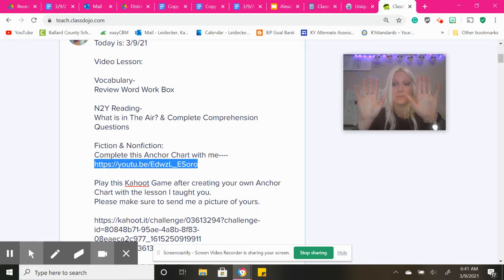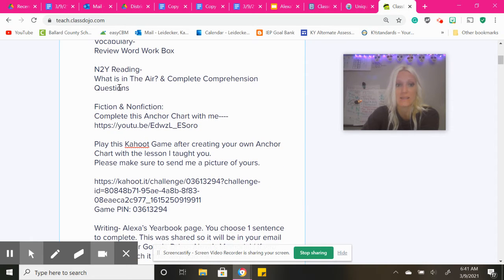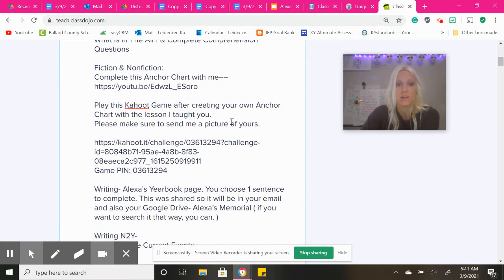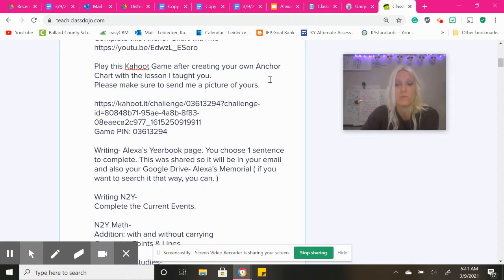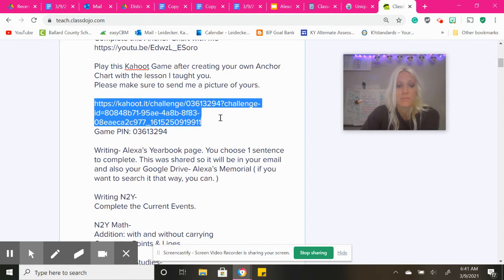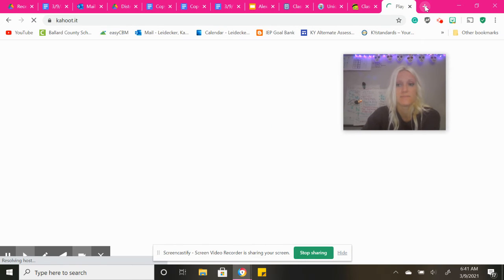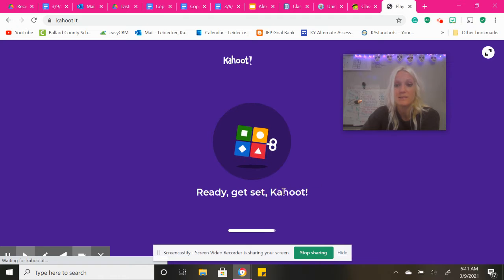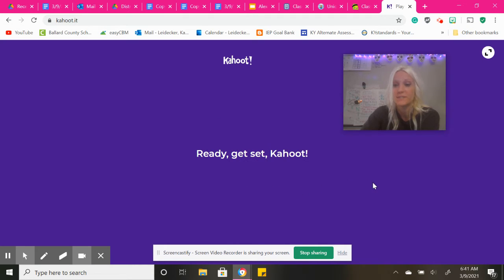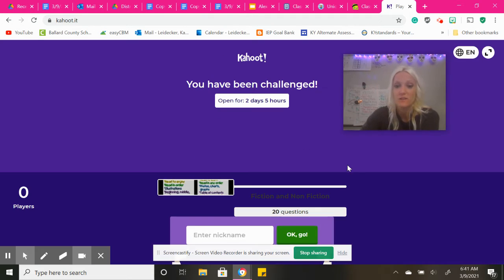So I put two pieces of paper next to each other and kind of made a compare and contrast chart with that. So then after you complete that anchor chart, I have a Kahoot game here with the lesson that I just taught you on fiction and nonfiction. So again, here is your Kahoot game, copy, paste. And then you will play this Kahoot game over fiction and nonfiction, so I know that you are understanding.